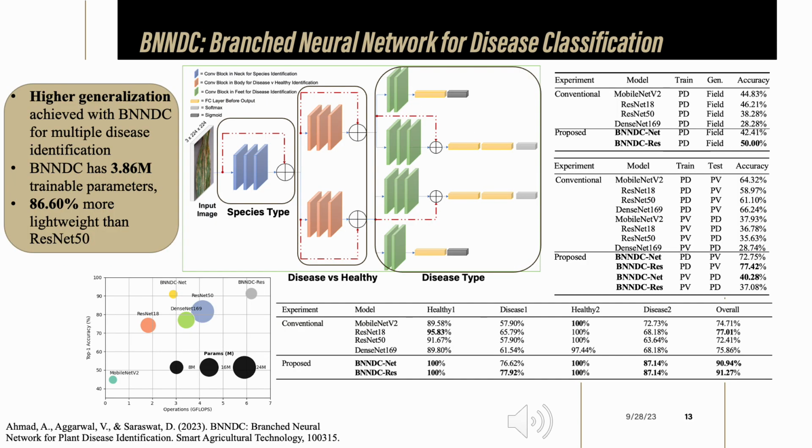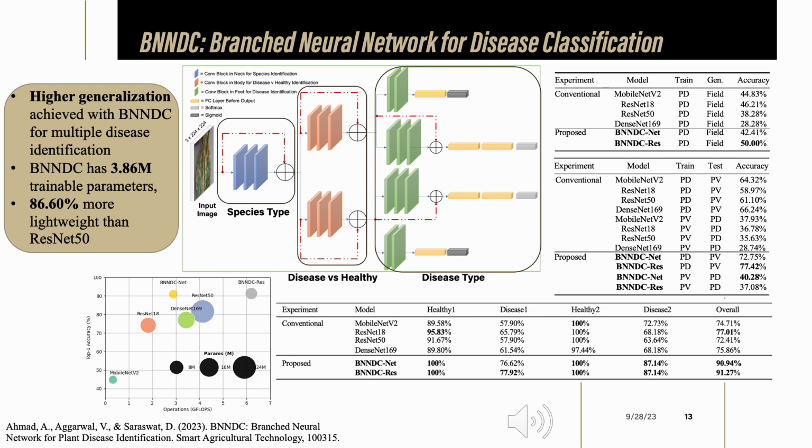Since the research in my lab is also focused on developing lightweight machines that could help in automating disease identification under field conditions, we also experimented with creating a novel neural network architecture that we have named BNNDC, which is an abbreviation for Branched Neural Network for Disease Classification.